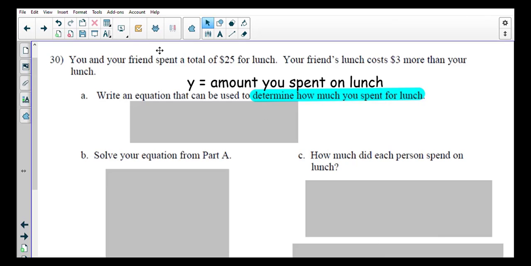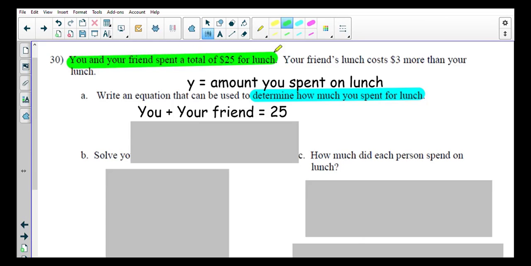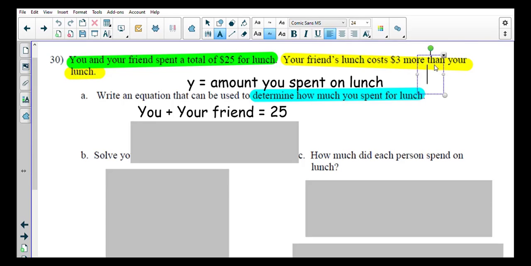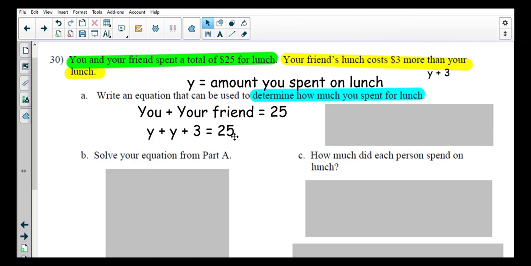We know that you and your friend together spent a total of $25. So I wrote this in the form of a sentence. You plus your friend equals 25. But we also know, I'm going to highlight this in green, by the way, that your friend's lunch costs $3 more than your lunch. So we can represent your friend's lunch as Y plus 3. We can represent how much your friend spent as Y plus 3, since your friend spent $3 more than you. So the equation I can write here is Y plus 3 equals 25.